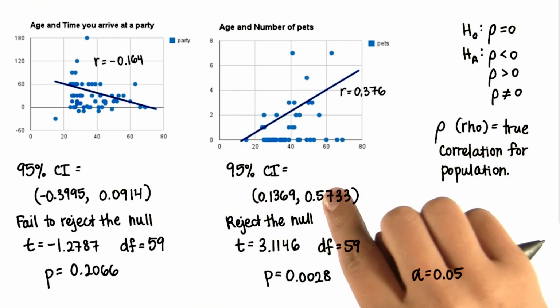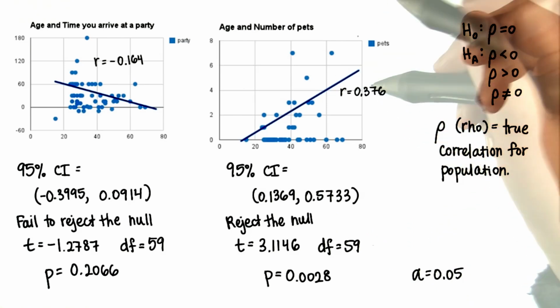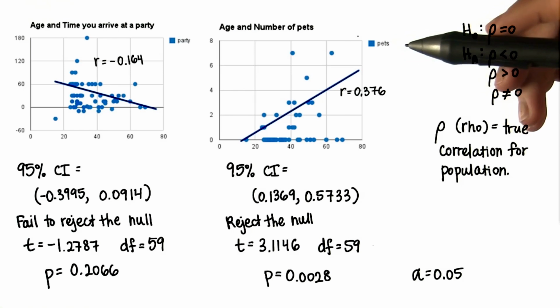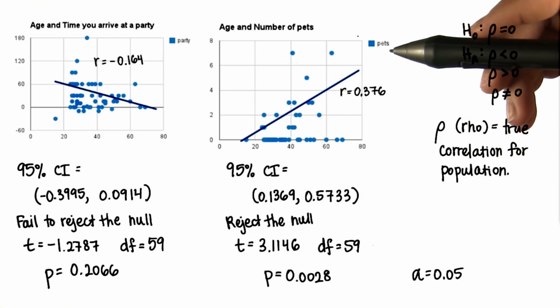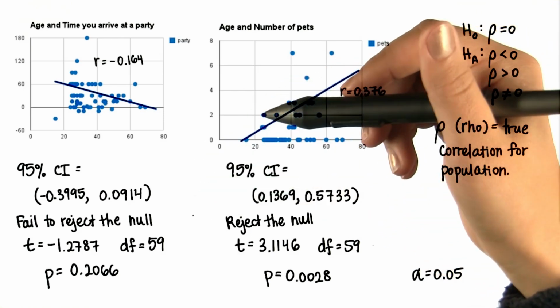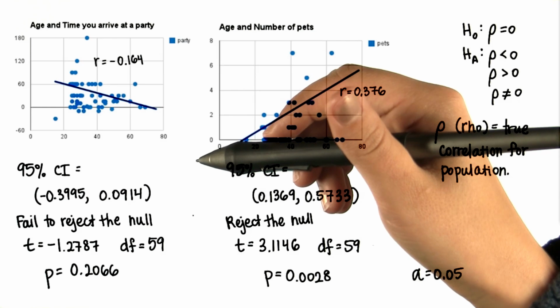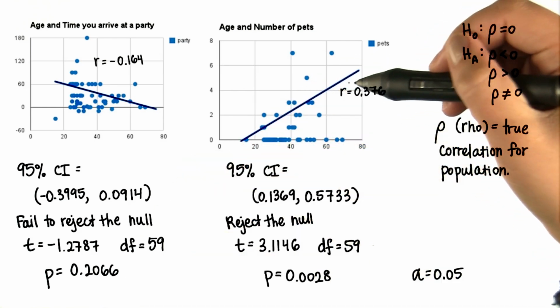Out of these two that we analyzed in the lesson, we saw that only one of them was significant: age and number of pets. We can say then that as people age, they tend to have more pets. That's kind of interesting, right? But we can't say for certain that the older you are, the more on time you arrive for a party. Our p-value was too high. Let's focus on this one that's significant.